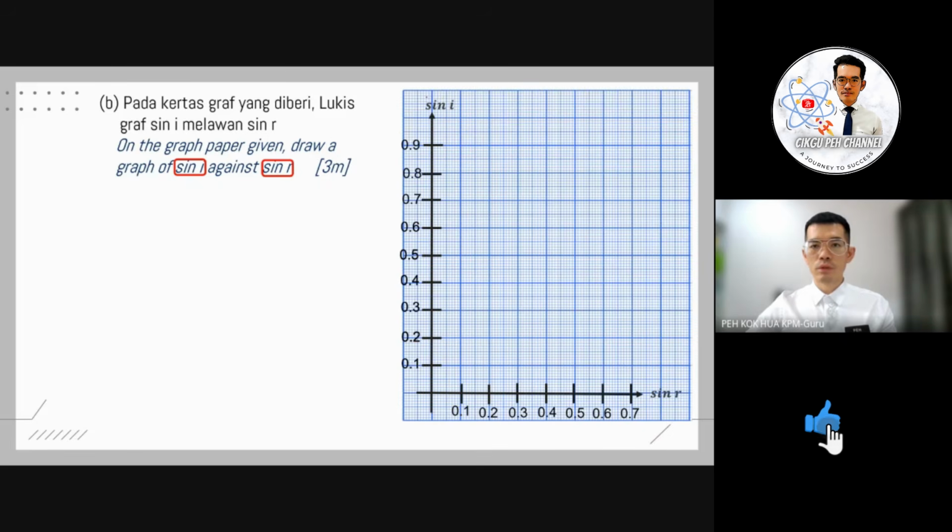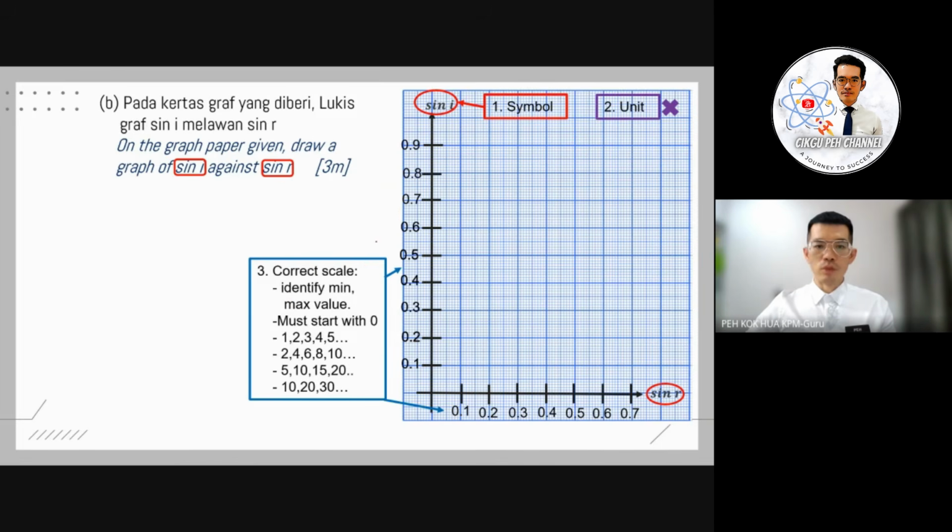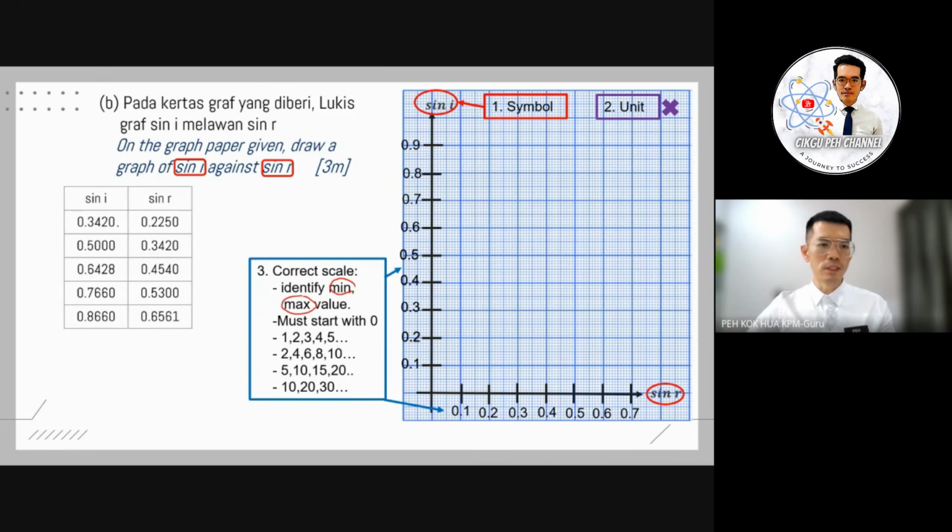So your y-axis will be sin I, and your x-axis will be sin R. So the first step is that you need to give the symbol for both axes, X and Y. And then the next is the unit, but sin I and sin R here do not have any unit, so we do not need to give any unit here. And the next is that you need to give the correct scale, which involves the minimum value and maximum value. And from here, you can see these are the readings of sin I and sin R, and the first reading here involves 4 decimal places.